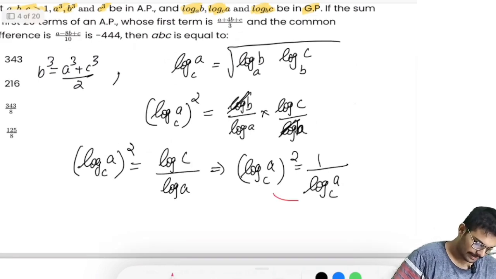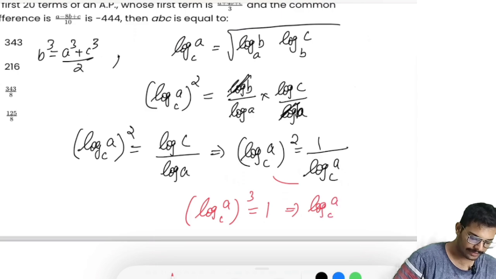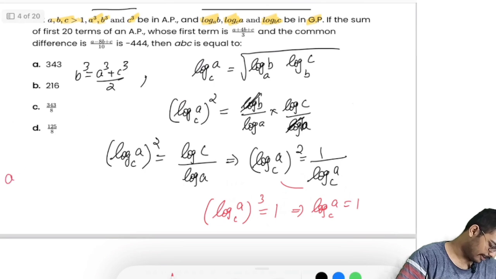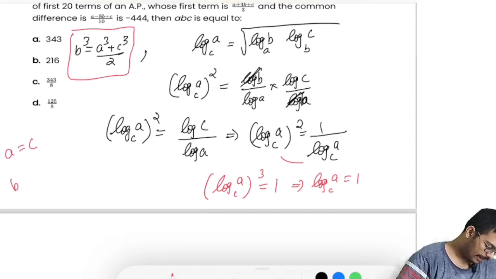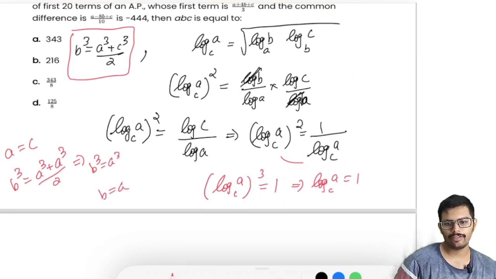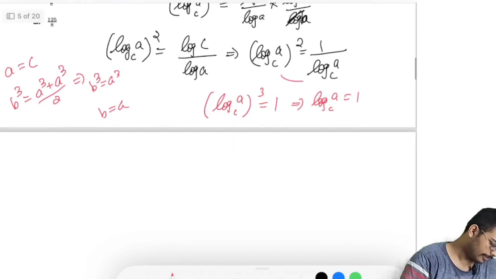We can cross multiply this value. This is equal to log A to the base C the whole cube equals 1, which means log A to the base C equals 1. Therefore, we can write a equals c. If a equals c, we can take this equation b cube equals a cube plus a cube divided by 2, which means b cube equals a cube, therefore b equals a, which means we can conclude a equals b equals c. All three values are equal.